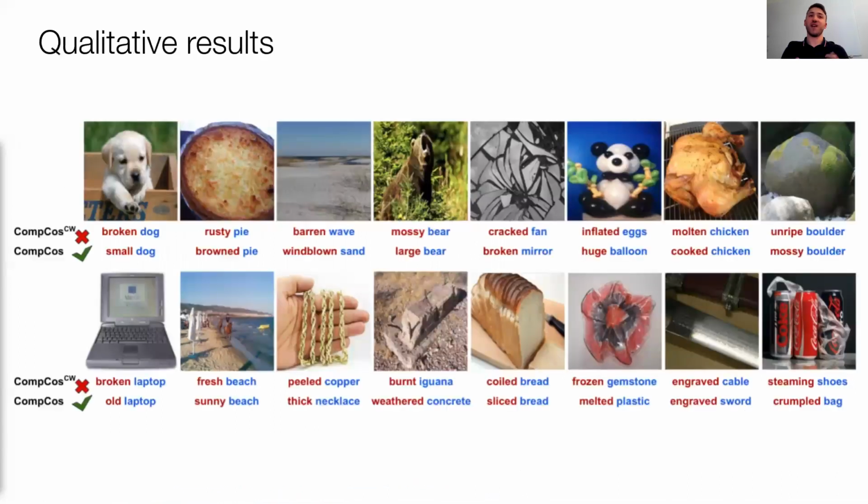Here you can see some funny qualitative results where our closed-world model mistakes a brown pie for a rusty pie and a huge balloon for inflated eggs. You can check the paper for more results and ablation studies.